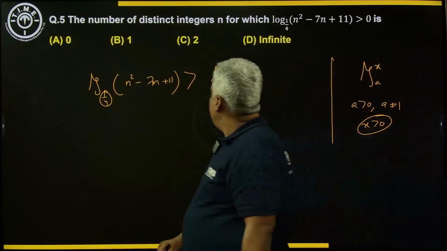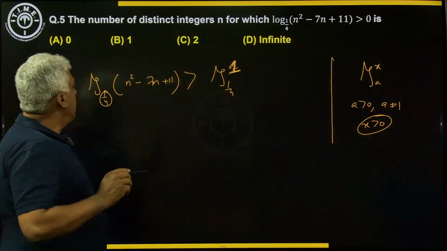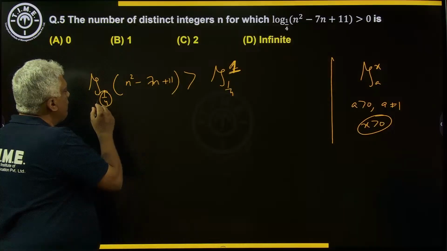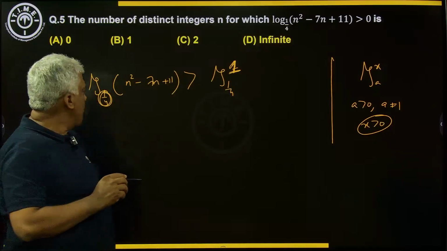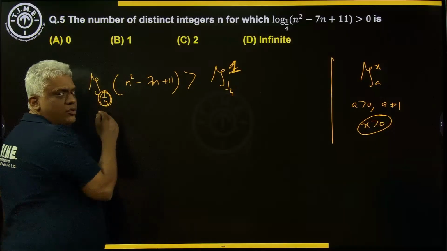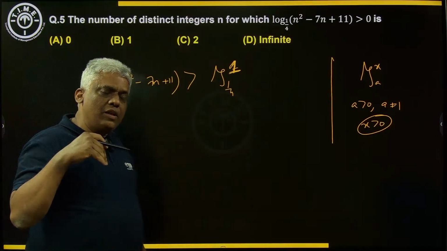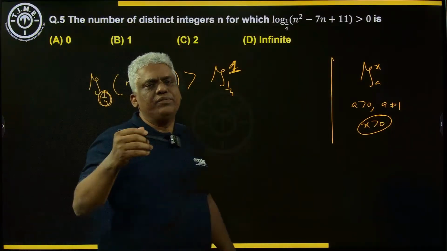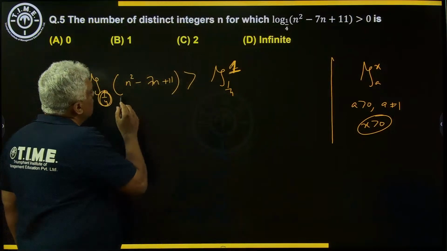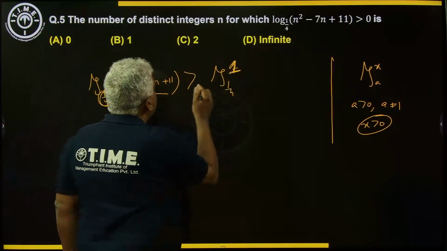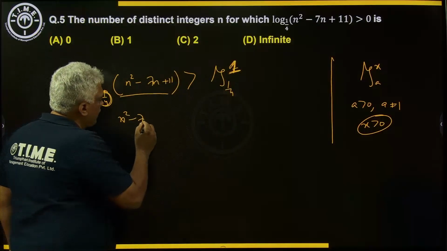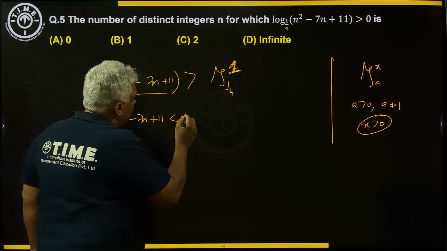Here the base is positive, but the base is a proper fraction, between 0 and 1. The base is 1 by 4, less than 1. So log is a decreasing function. If you see the graph, it's decreasing. So here, the log of this is more than log 1. That means this number is less than 1. So n square minus 7n plus 11 is less than 1.